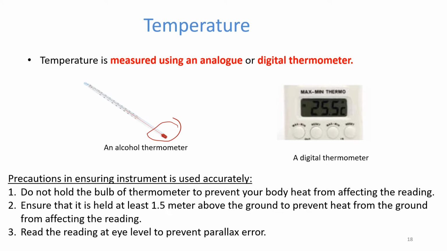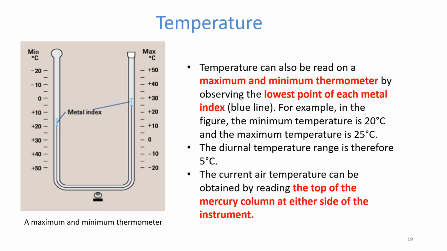Another instrument used to measure temperature would be the maximum and minimum thermometer. Here, these instruments, apart from current air temperature, also record the maximum and minimum temperature by observing the lowest point of each metal index. For example, the maximum temperature can be obtained by looking at the bottom of the metal index on the right-hand side of the thermometer. The minimum temperature can be obtained by looking at the metal index on the left-hand side of the thermometer.